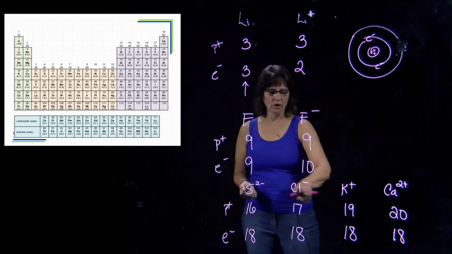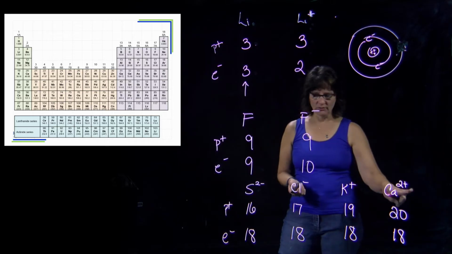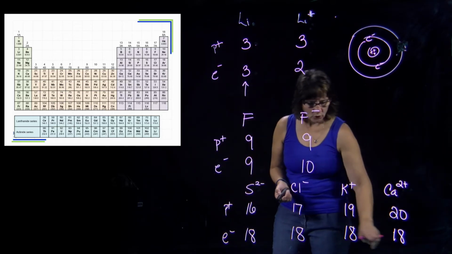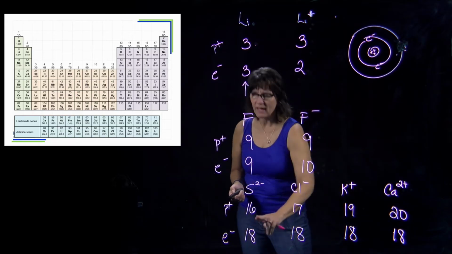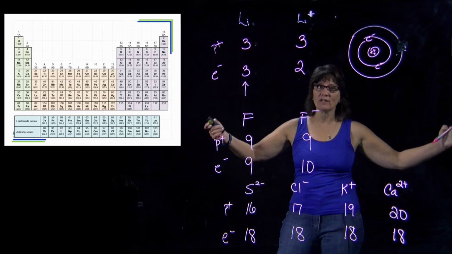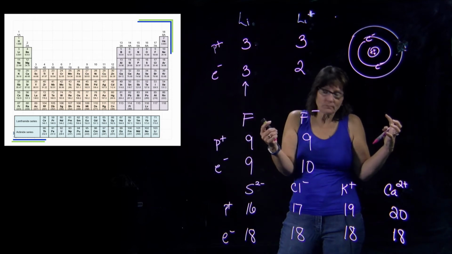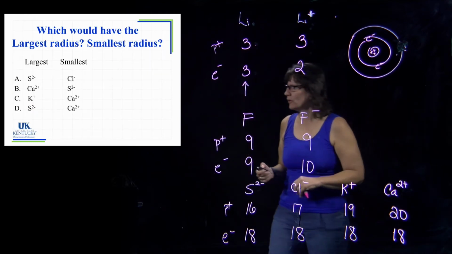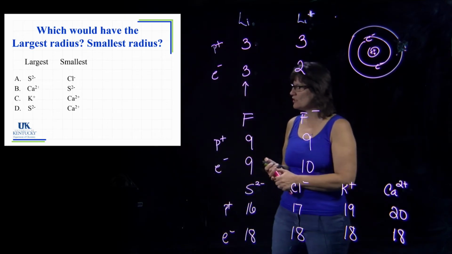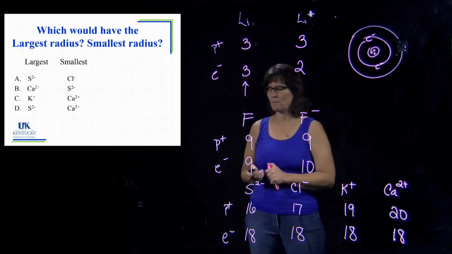So now you can look at these, look at their number of protons. They're each trying to hold on to 18 electrons, and think about who is going to be more effective at holding on to electrons and therefore pulling them in tighter and making it smaller. So you're going to pick which one of these is the largest and the smallest in this series.